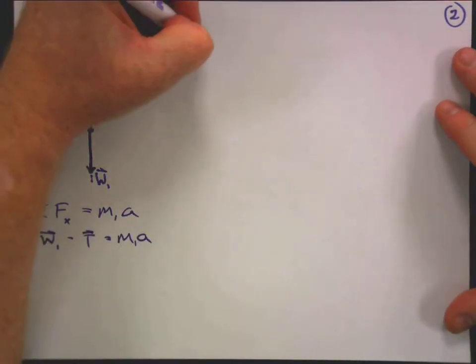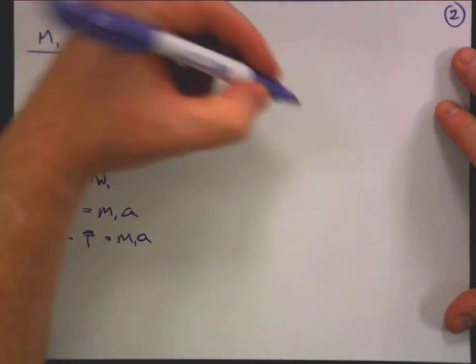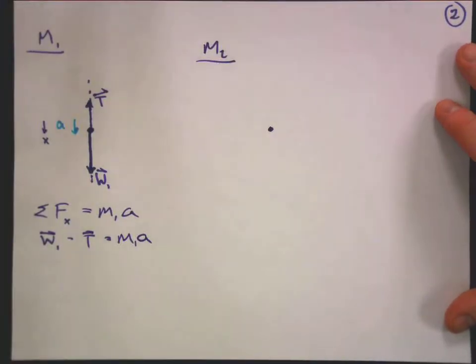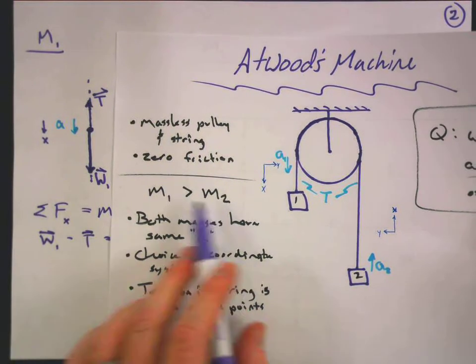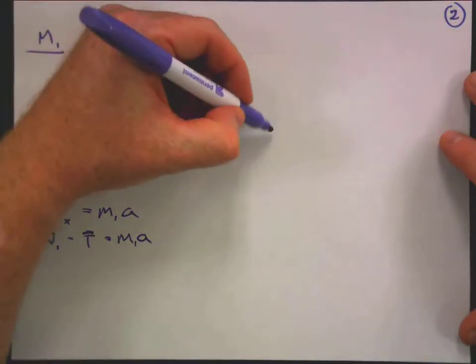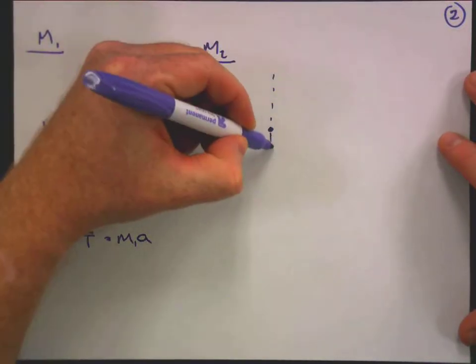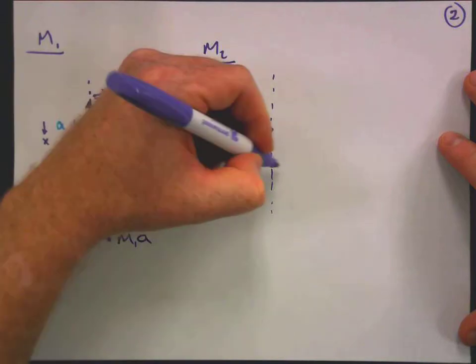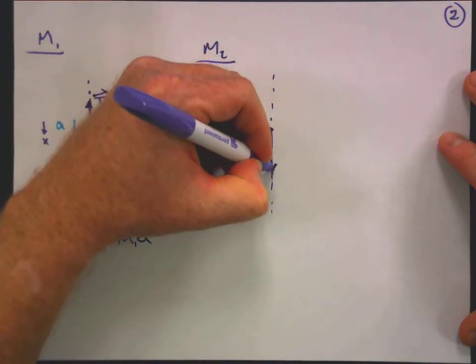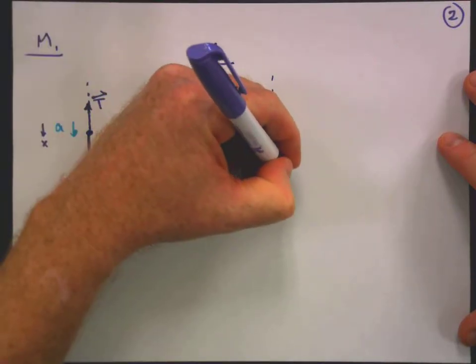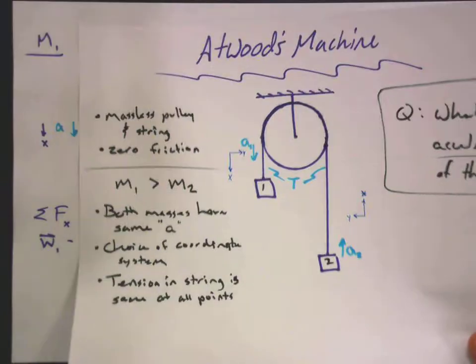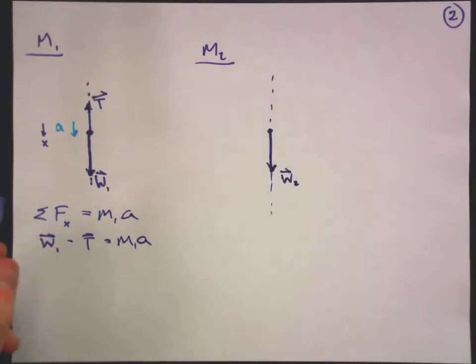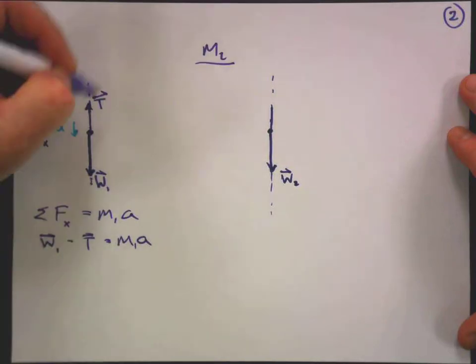What about mass 2? Free body diagram of this guy. We have a weight now, but we know that the mass of 2 is less than the mass of 1. So the weight of 2 will be less than the weight of 1. How much less? Well, I'm not sure, but I'll draw it a little shorter. Like that, maybe. Weight of 2. And now the tension, well, the tension is the same at all points in the string. So I have tension upward. I have to draw this arrow equal to that.